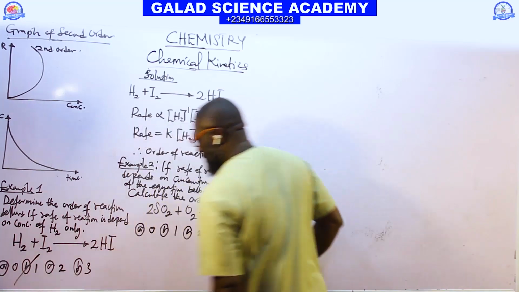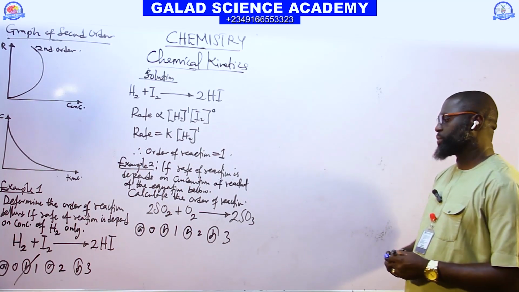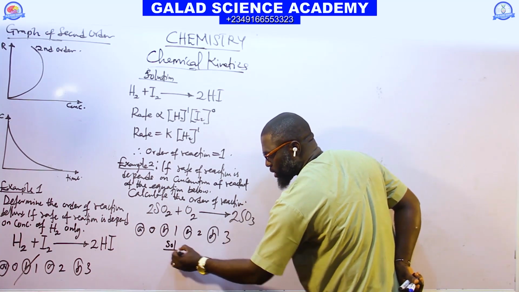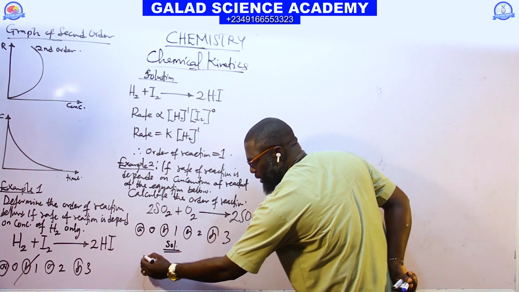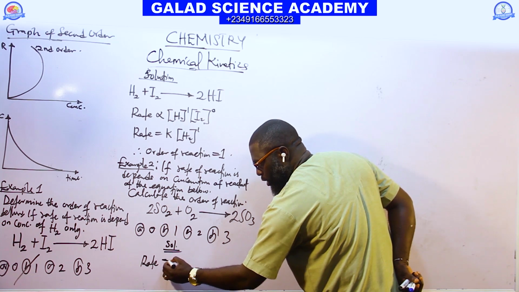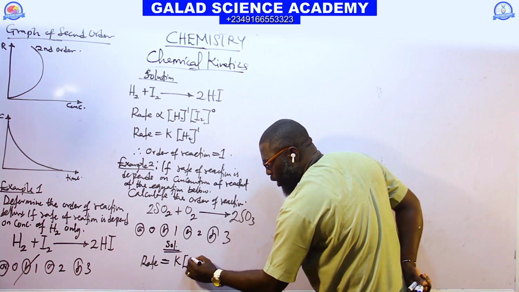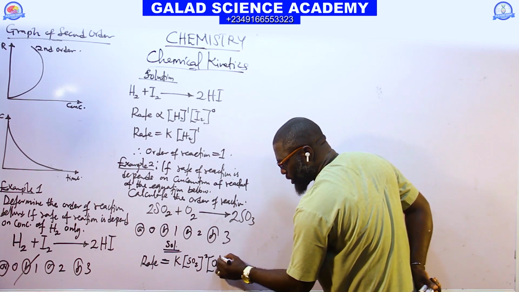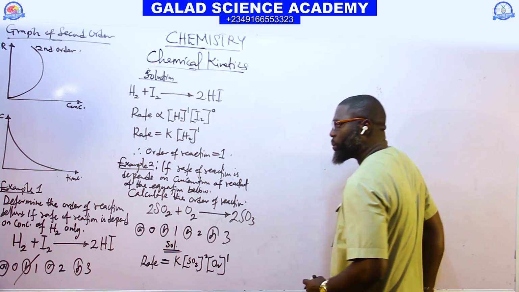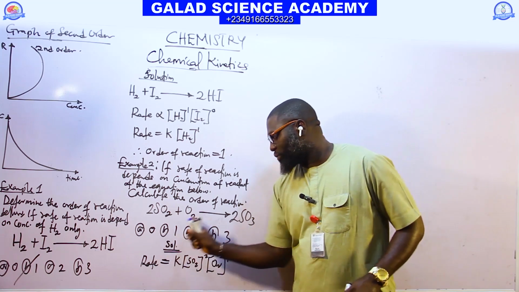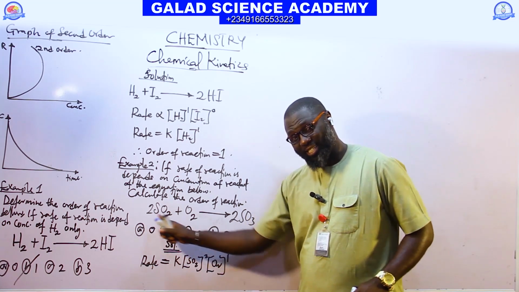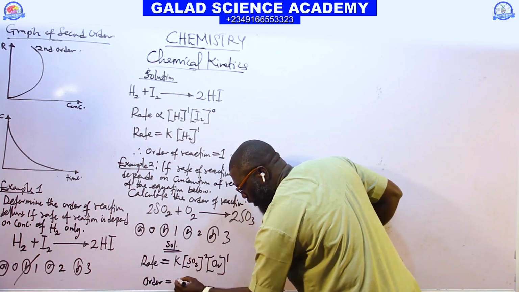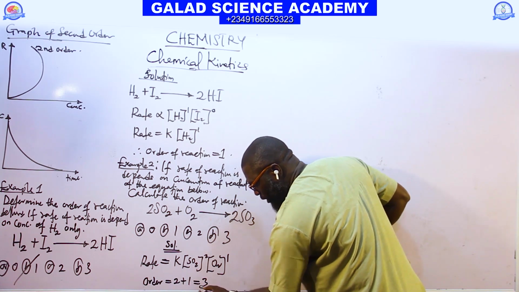Option D. So for this kind of question, this plus this, what will be the solution? The rate will be K, conc of SO2 exponent 2, oxygen exponent 1, because the rate here depends on the conc of the two reactants. So that's how we have it this way. So what will be the order? The order is 2 plus 1, which is 3.